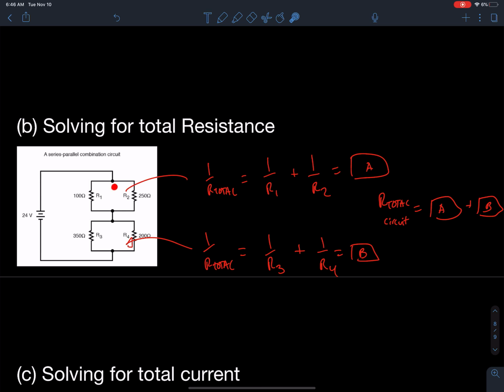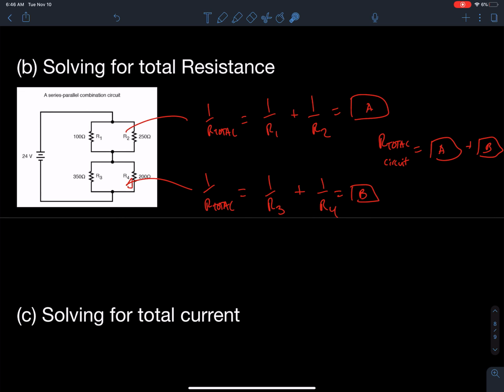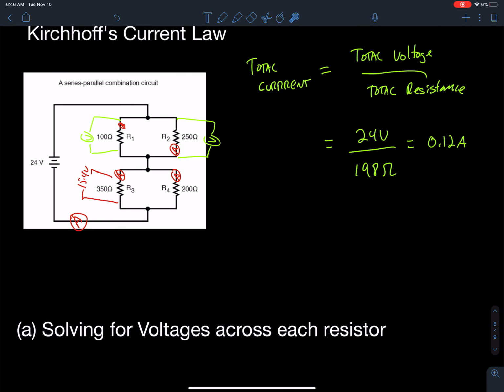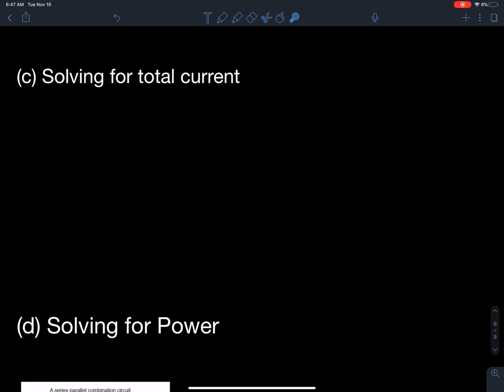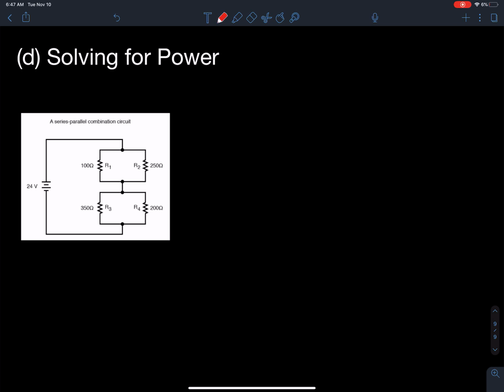So just remember, all you're doing is distilling this: you take each parallel branch, find its total resistance, and then add them together. To solve for the total current, we just did that over here: you take your total voltage divided by the total resistance. And to solve for power, it's the same thing. I've given you the formula: power is equal to IV, or V squared over R, or I squared times R. You can choose to use any of these.